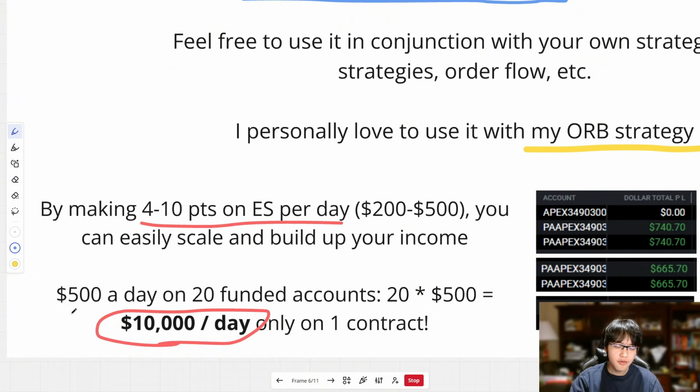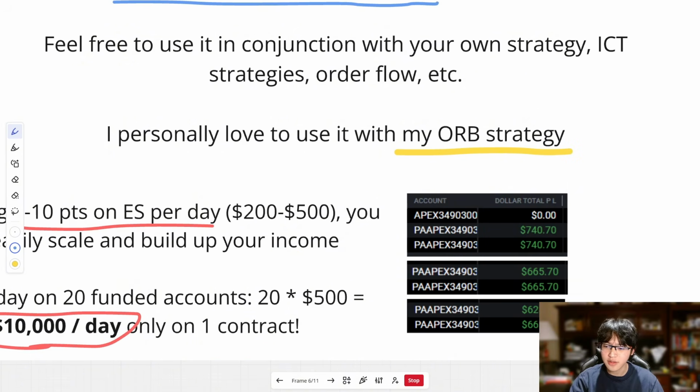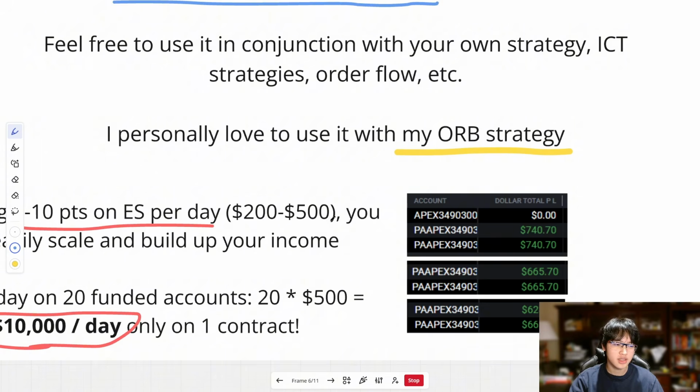And if you just make $500 a day on 20 funded accounts, look, that can make you $10,000 a day. And that's the power of funded accounts. You can see if you have one account and just, for example, copy it among multiple, then you can make thousands of dollars very easily in a single day.